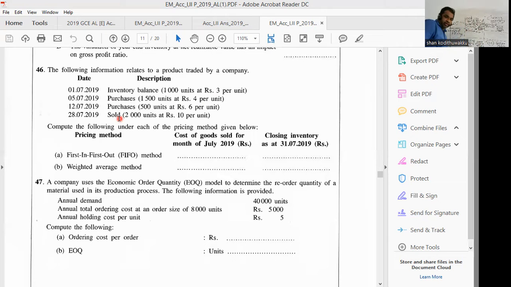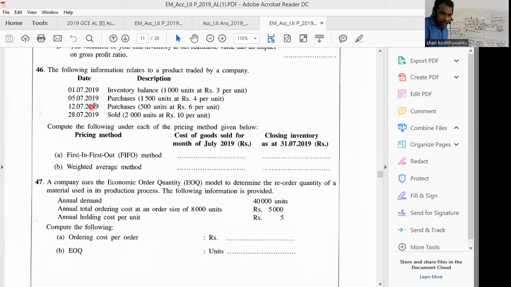How do you take this? Just after the second purchase, our average price is 4. How? Just after the second purchase, 12th July, we have total inventory value of 12,000 and total number of units 3,000. Total value of inventory 12,000 divided by total number of units equals 4. Average price 4. At that price, we have issued 2,000 units at 4. The cost of goods sold is 8,000.